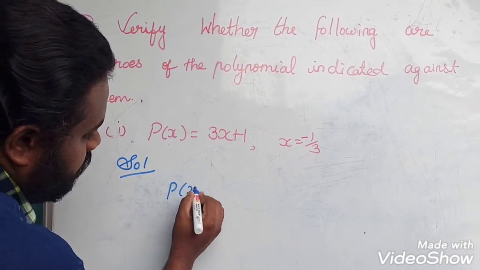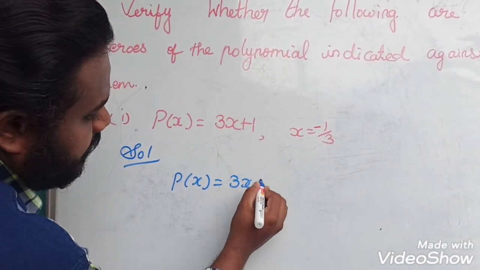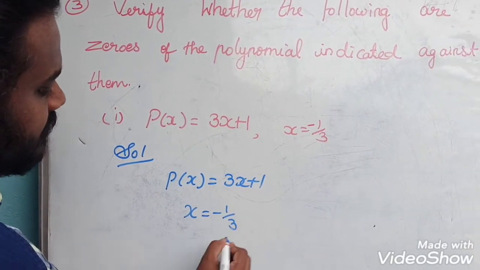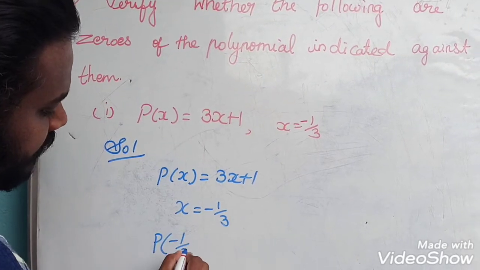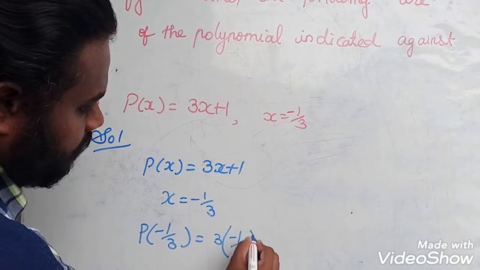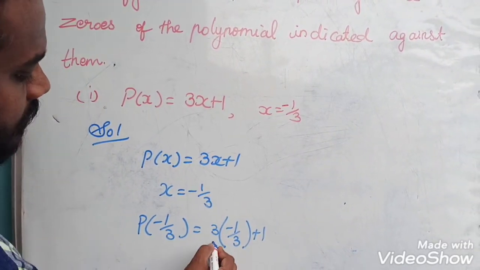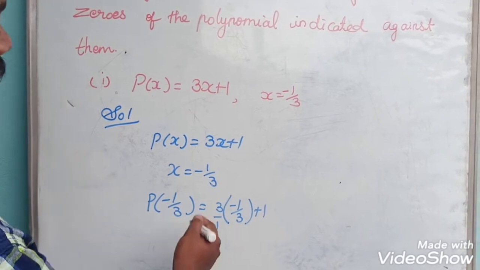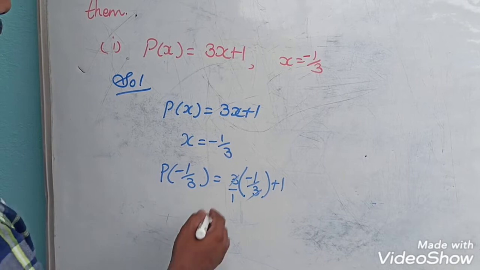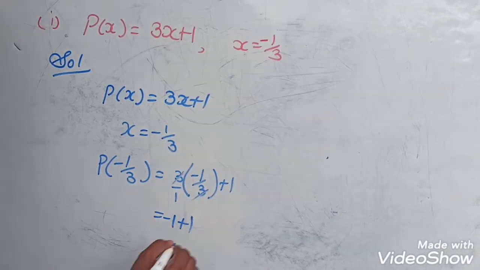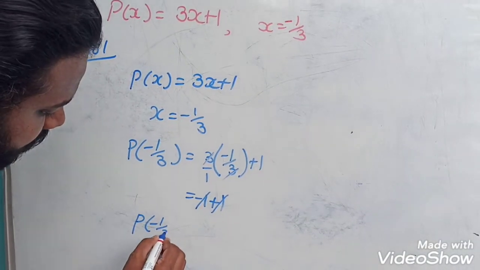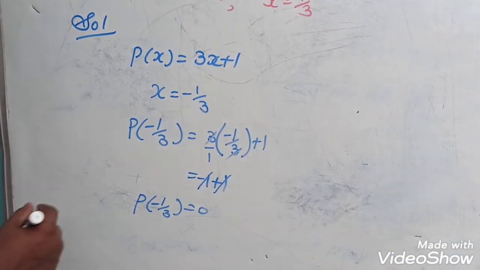So first I take P of x equal to 3x plus 1. Instead of x, I put x equal to minus 1 by 3. So P of minus 1 by 3 equals 3 into minus 1 by 3 plus 1. In a multiplication, 3 has denominator 1. In the fraction multiplication, the numerator and denominator are the same, so we cancel it. Now we get minus 1 plus 1, which cancels out. Finally, we get P of minus 1 by 3 equal to 0.